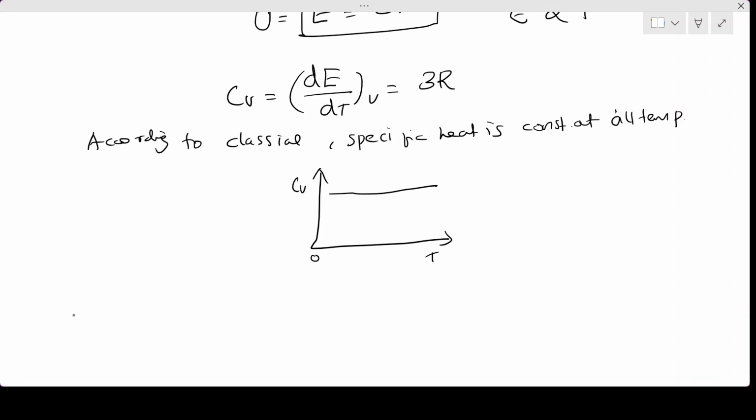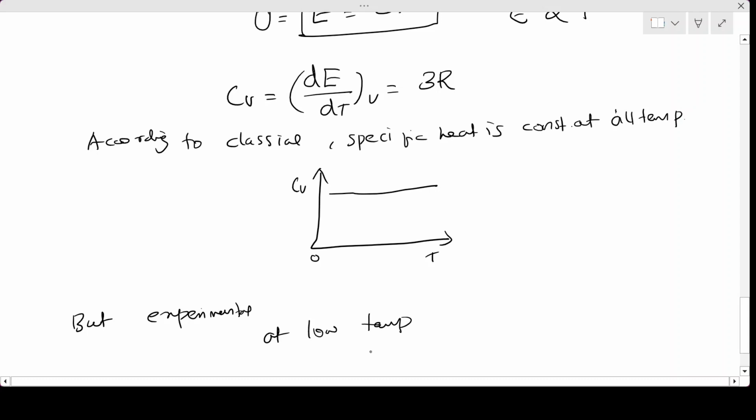But there's a point we need to make about experiment. We already have a quantum theory, so why do we need it? We'll discuss that. Experimentally, the claim that Cv is constant at all temperatures is wrong, because when you do the experiment, you can see that at low temperature, Cv is actually proportional to T cubed.